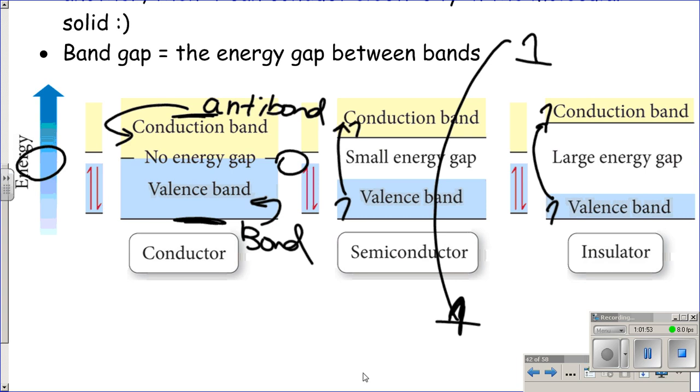And if they're literally touching, if the gap's so small, we just call it a conductor because there's essentially no hindering this electron from moving up and then back down, and then up and then back down. So the bigger the energy gap between the bonding orbital and the anti-bonding orbital, the more likely it is an insulator, and vice versa.